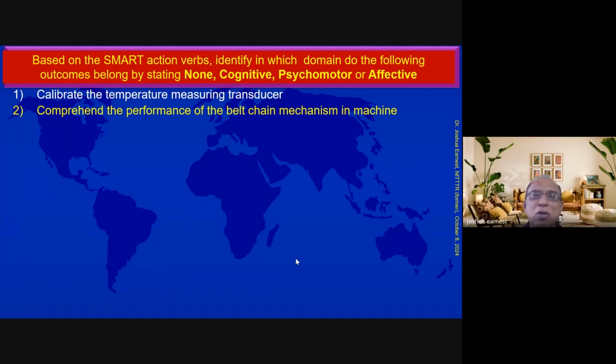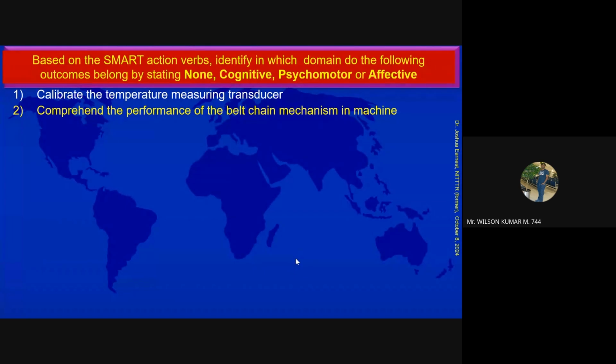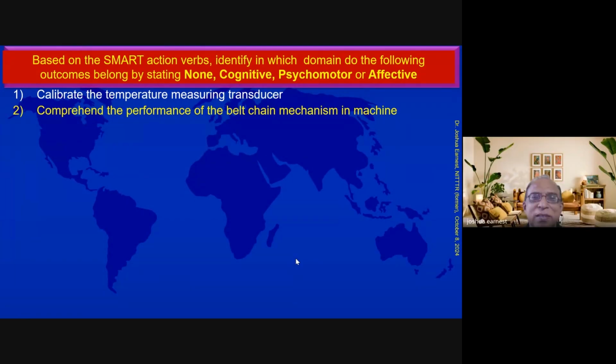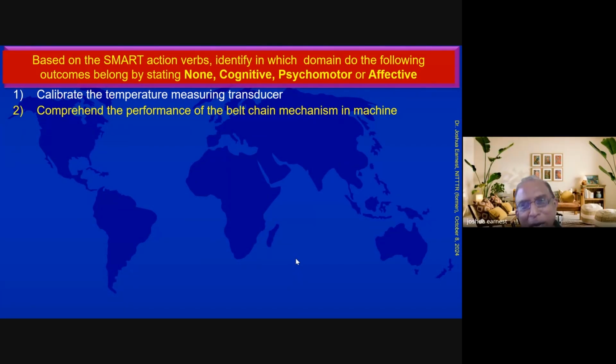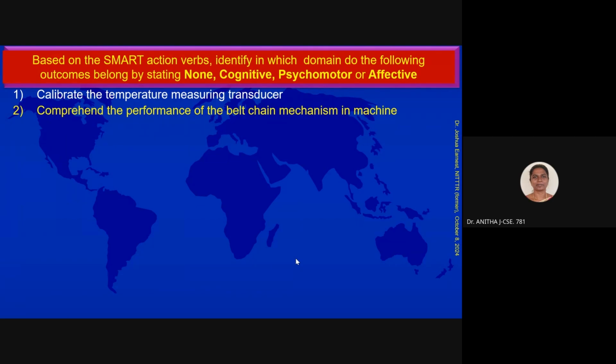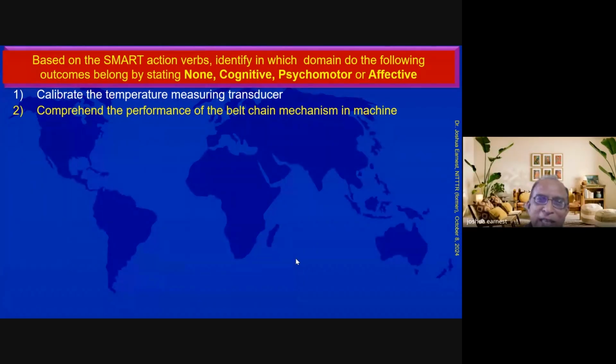Comprehend means what? Where does comprehension take place? In the brain, sir. You are correct, madam. You can't say it, because it is not observable and measurable. It is not a learning outcome at all. It is not a smart verb. That's the answer you have to give, that's why I asked you.